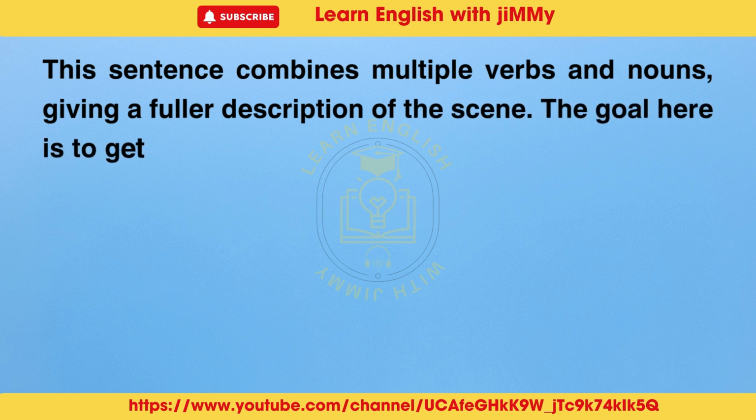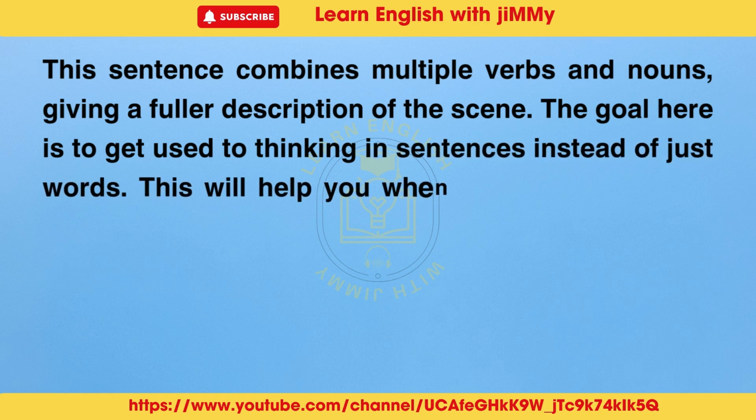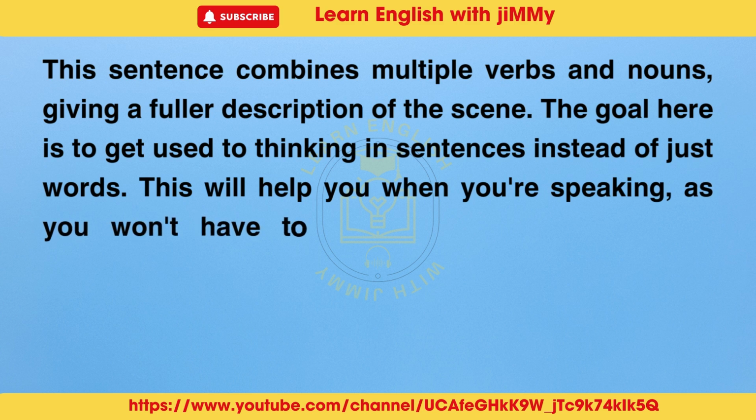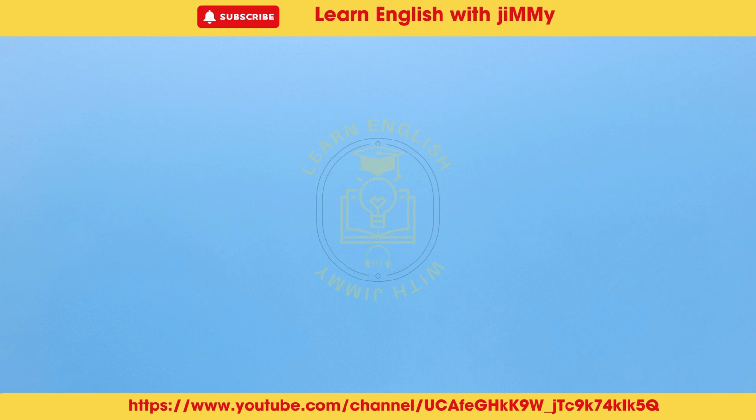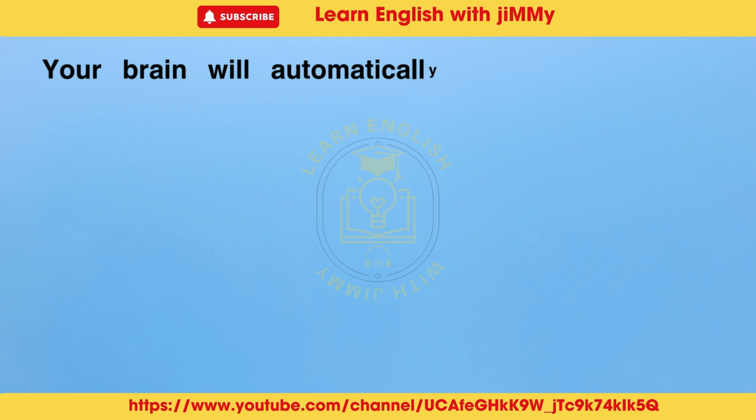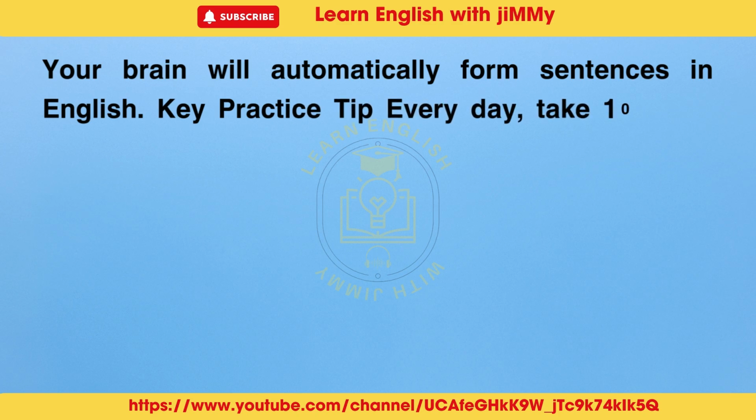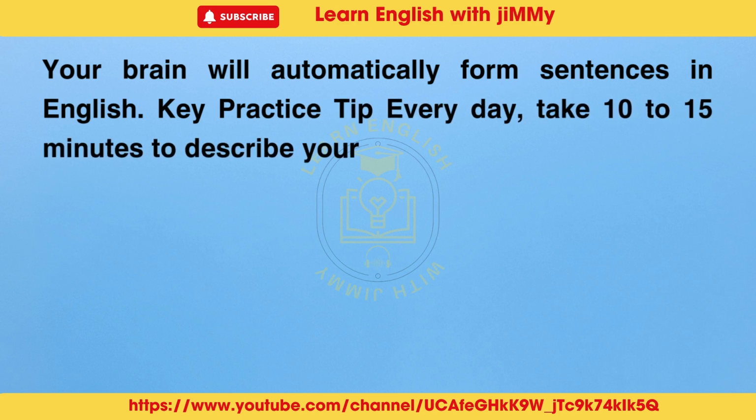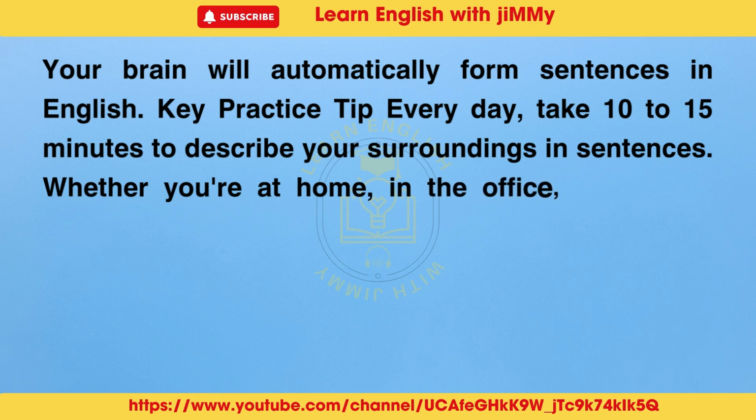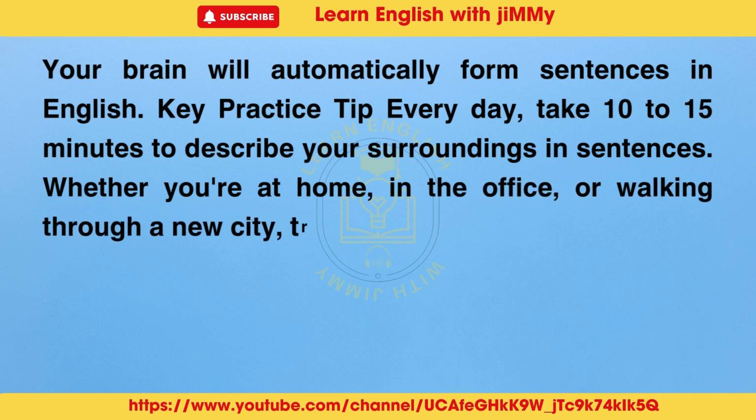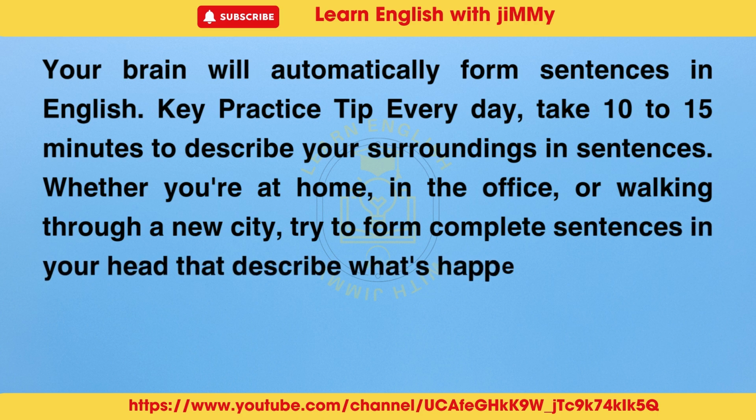The goal here is to get used to thinking in sentences instead of just words. This will help you when you're speaking, as you won't have to stop and think about each individual word. Your brain will automatically form sentences in English. Key practice tip: every day, take 10 to 15 minutes to describe your surroundings in sentences. Whether you're at home, in the office, or walking through a new city, try to form complete sentences in your head that describe what's happening.